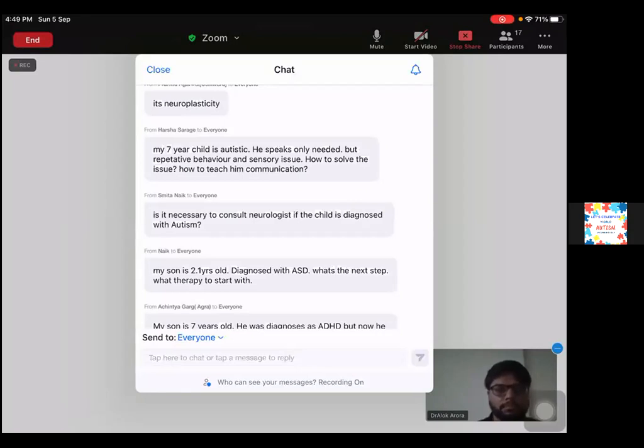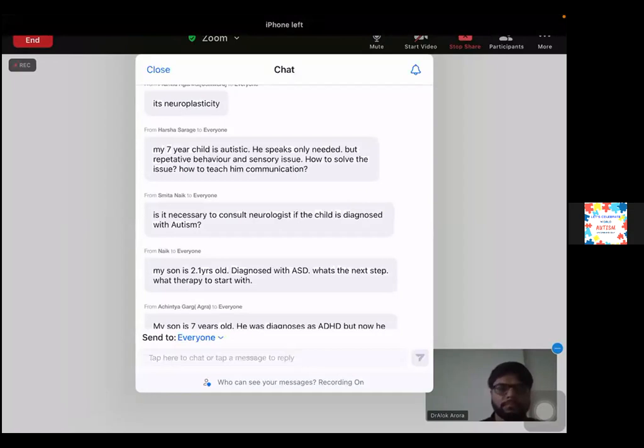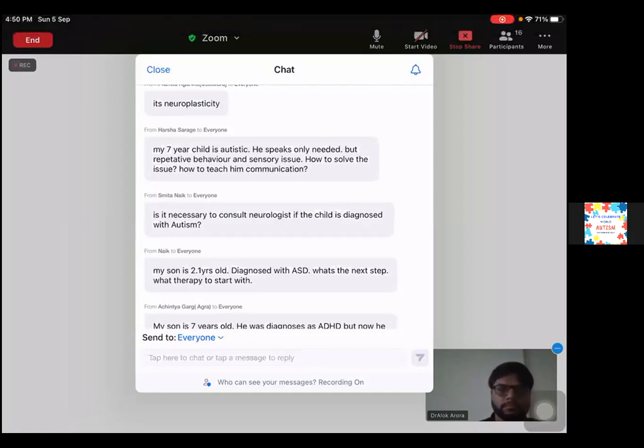I don't think it is necessary to consult a neurologist if a child is diagnosed with autism, but we also need to know that kids with autism might have seizures or epilepsy as a comorbid condition. So in that case, a neurologist's intervention becomes really important.